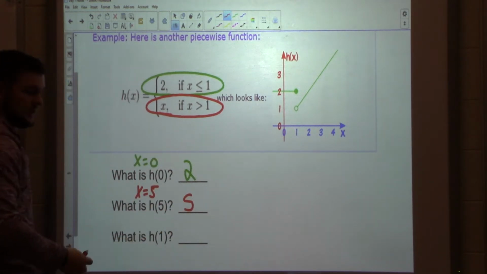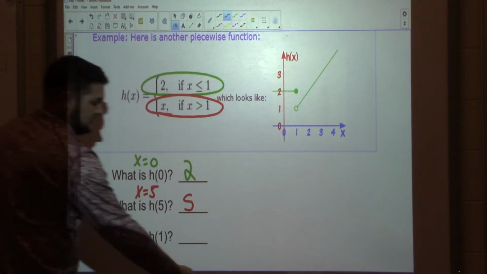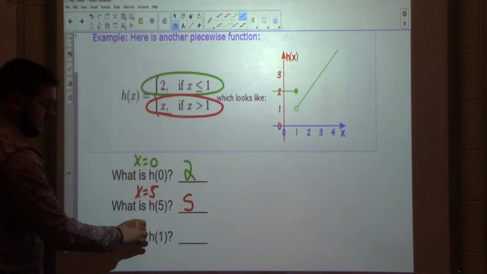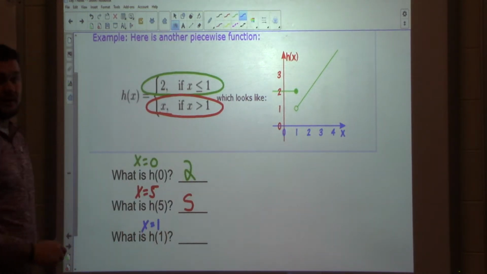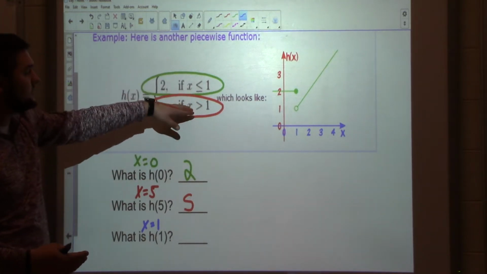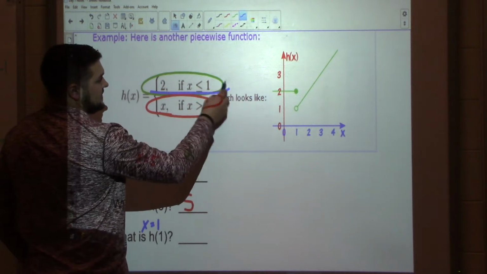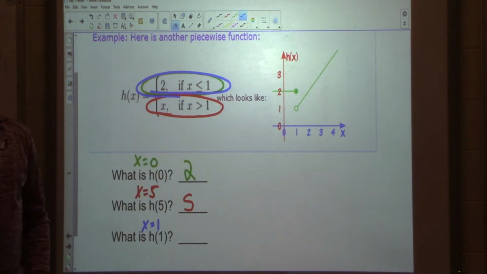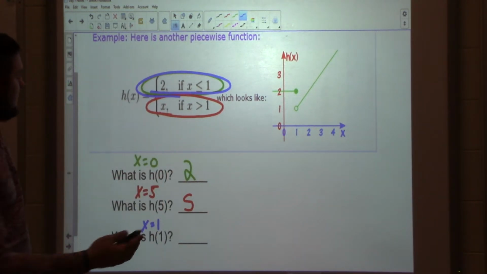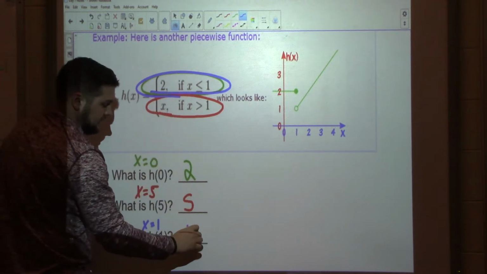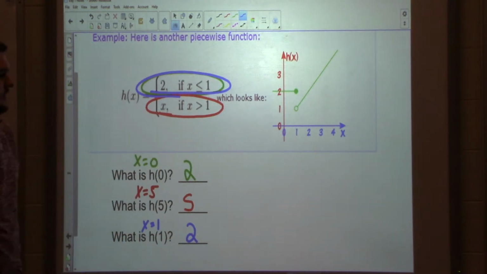Last one, h of 1, same thing. Figure out, well, I know x equals 1 here. So I've got to figure out what criteria that fits. Is that less than or equal to 1, or is that greater than 1? In this case, it is less than or equal to 1 because it's equal to 1. And my answer is going to be 2 then, because I have nowhere to plug that 1 into. That's it.